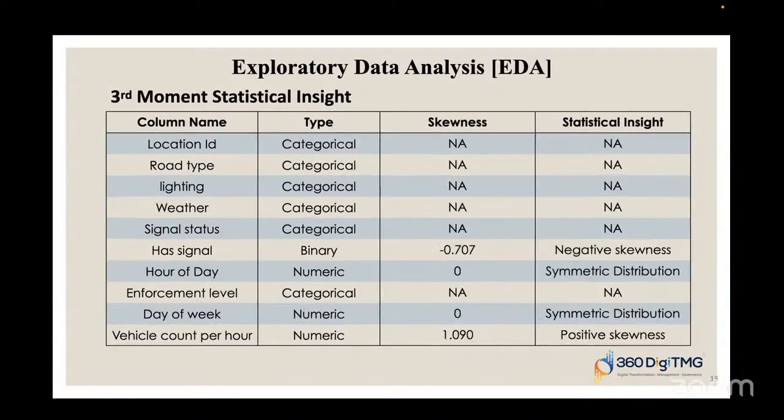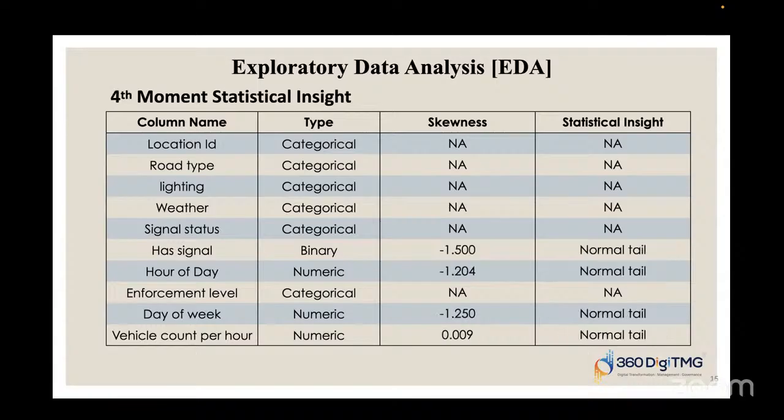Then we did the third moment decision, in which we looked at the skewness of the data. The signal column has a negative skewness, and negative skewness means it is left skewed. Then vehicle count per minute has a skewness of 1.090, which is not that severe. It is positive skewness, but we can treat it as symmetric, not much of a change. So except for the signal data column, everything is good.